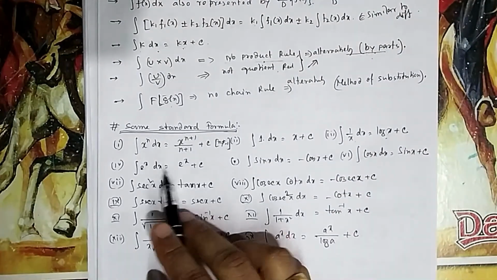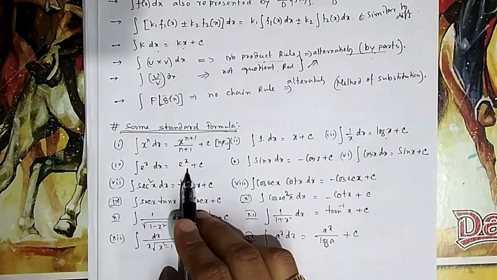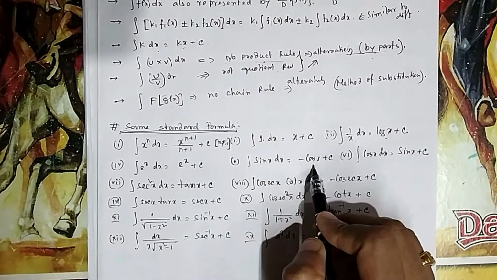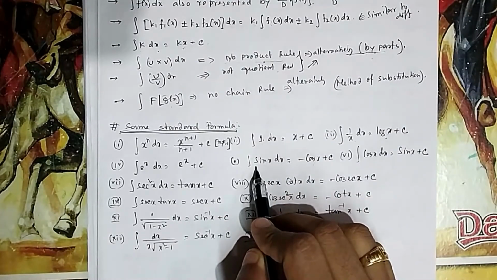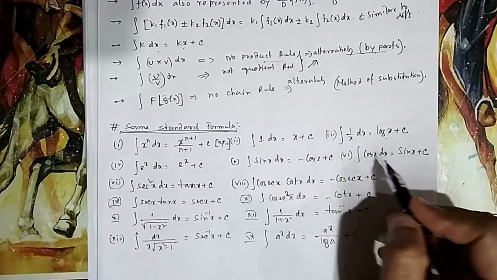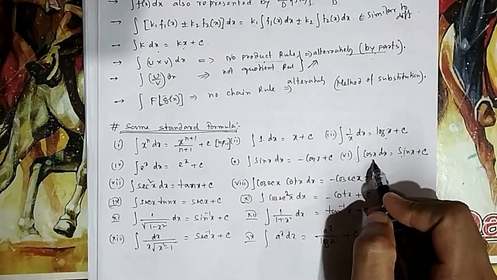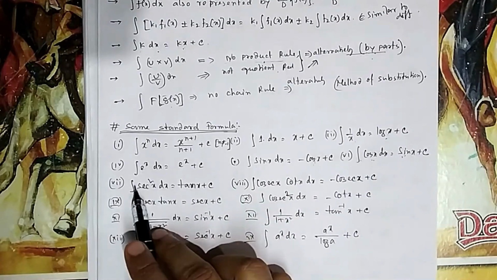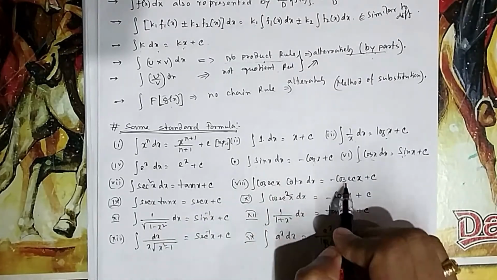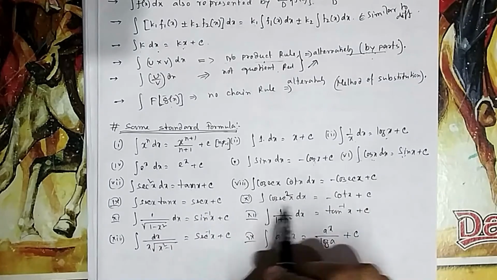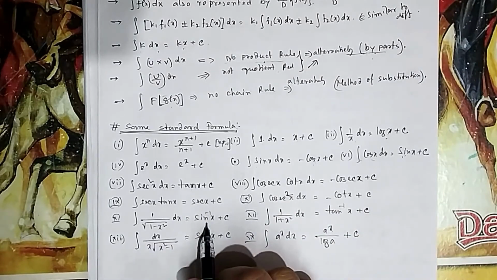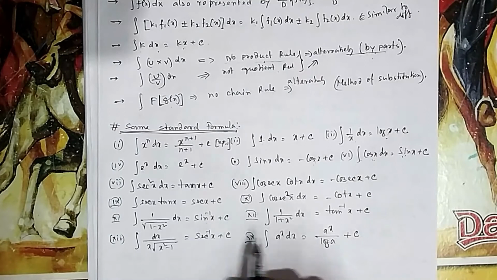e to the power x differentiation is e to the power x, so integration is also e to the power x. Sin x integration is minus cos x, because differentiation of cos x is minus sin x. So that's why inverse. Cos x integration is sin x, because differentiation of sin x is cos x. Then tan x differentiation is sec square, so integration of sec square is tan x, and similarly for cosec, cot, sec x tan x and the rest. Since differentiation of sin inverse is this one, the integration of this one is sin inverse.